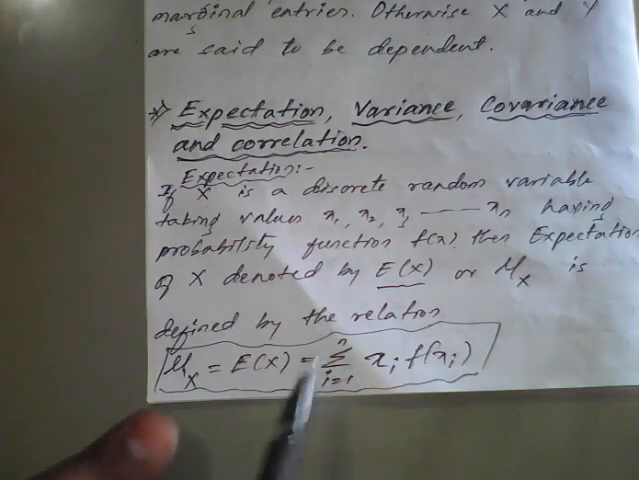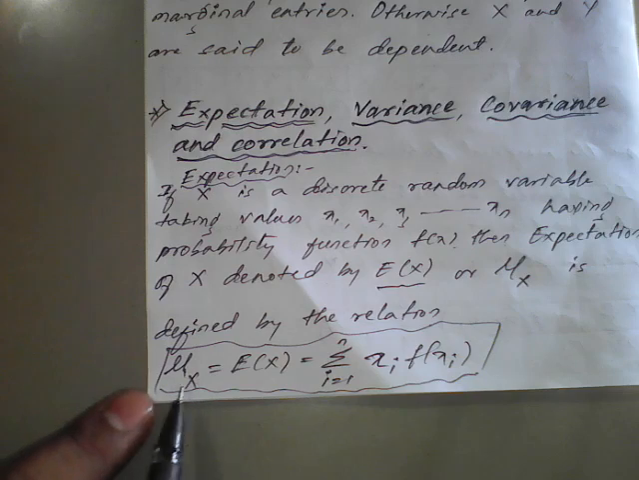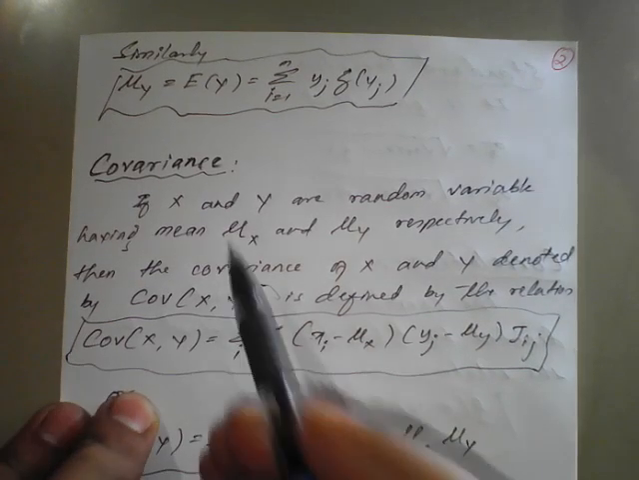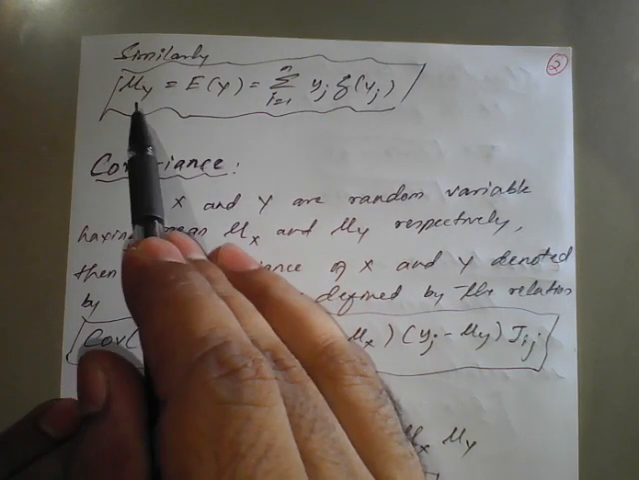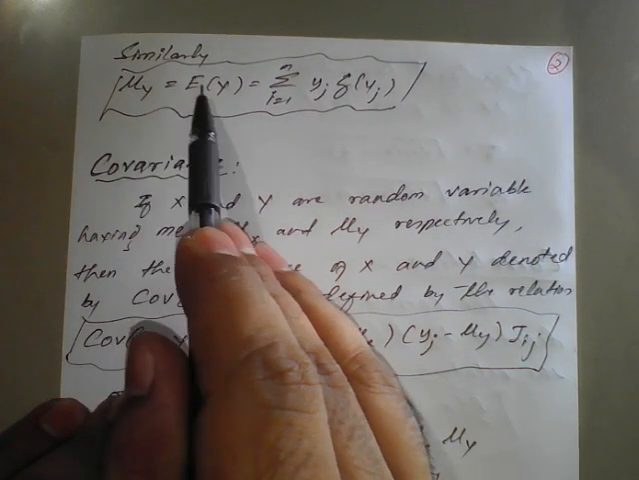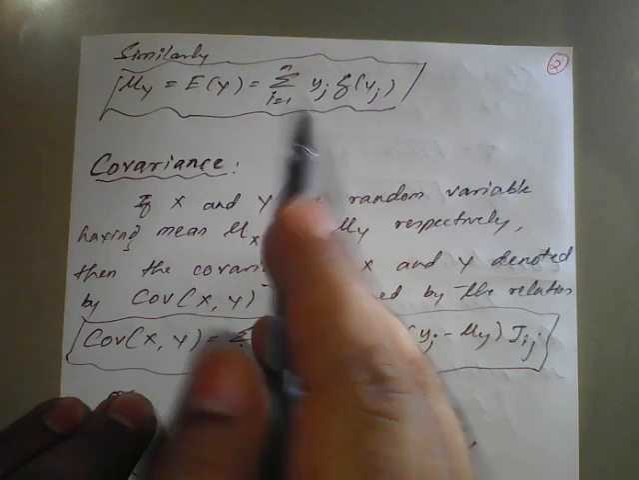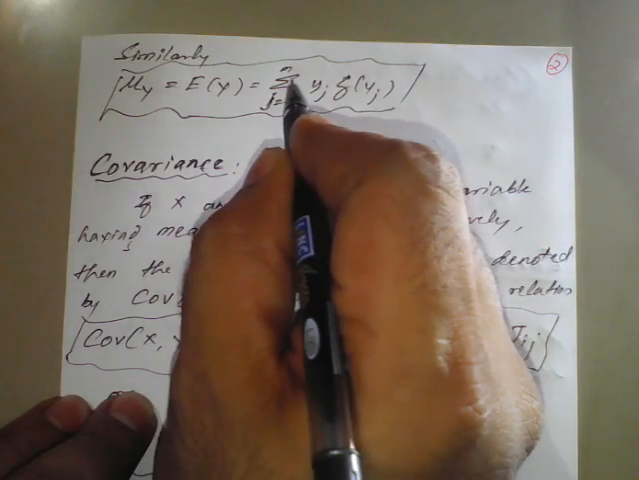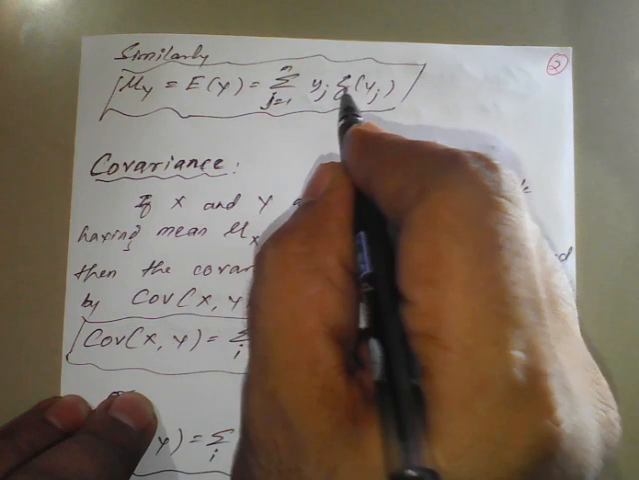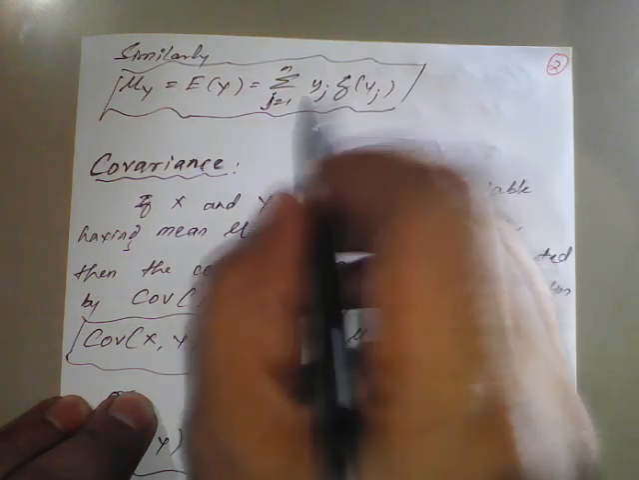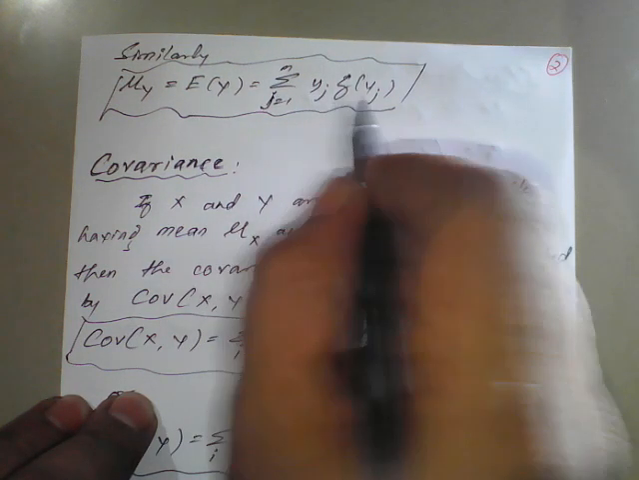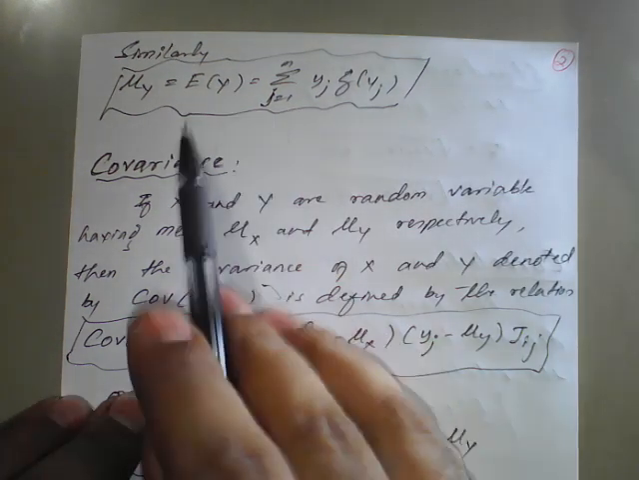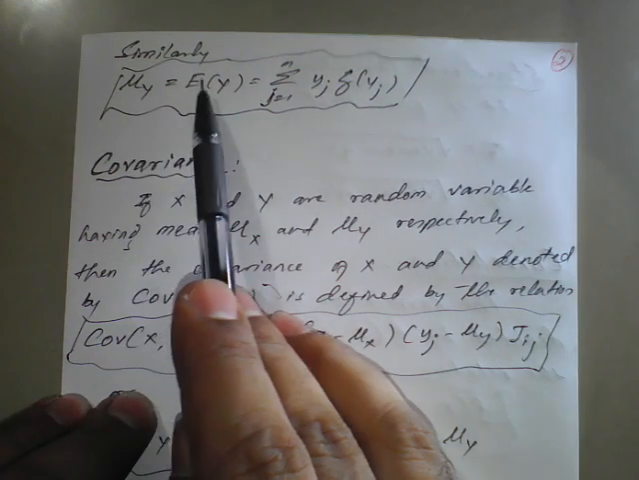If you add the data, then that summation is called the expectation of the given variable. Similarly, we can find the values for y: the expectation of y is considered as mu of y, equal to E of y, which is nothing but the summation from j equals 1 to n of yj times g of yj. Similarly, this is for the marginal values of your y variable. So two formulas you have to remember: what is mu x and what is mu y.